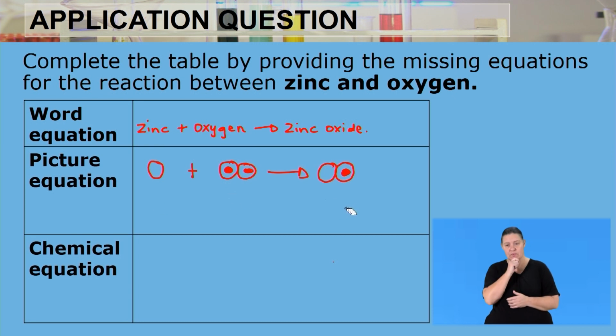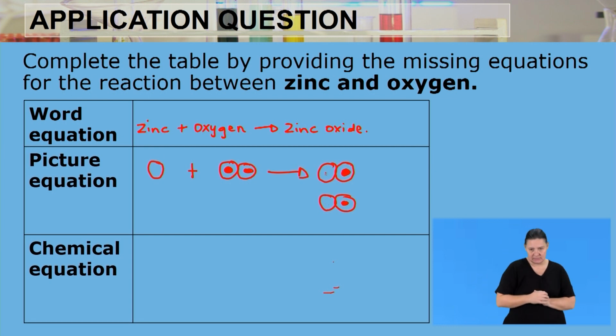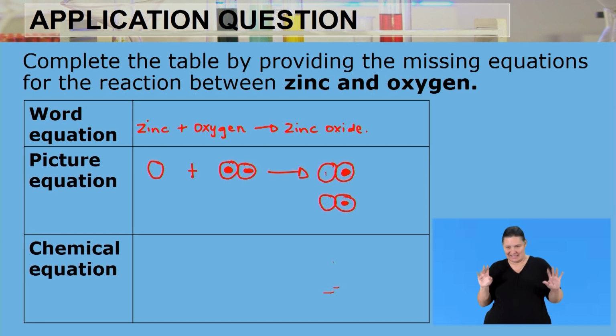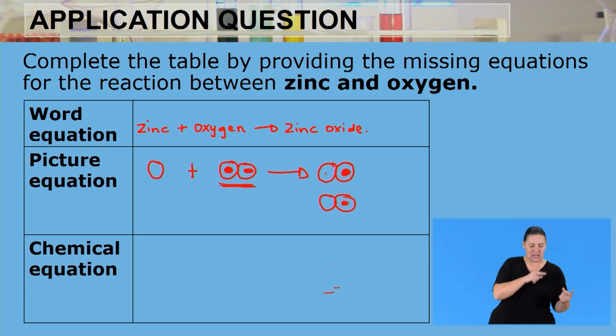So to use pictures, let's see. If I add another zinc oxide here, shading the oxygen, that would now mean that I have two zinc atoms on the right-hand side and two oxygen atoms on the right-hand side, which now takes care of that one. We still have two oxygen atoms on the left-hand side, so that is balanced. But the zinc is not balanced because I have two zinc atoms on the right-hand side, but on the left-hand side, I have one zinc atom.